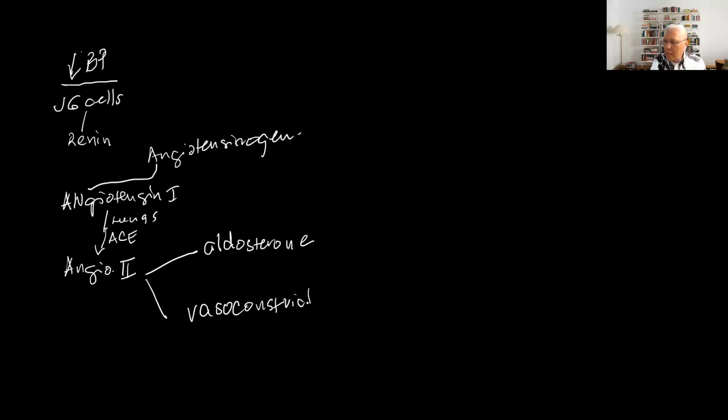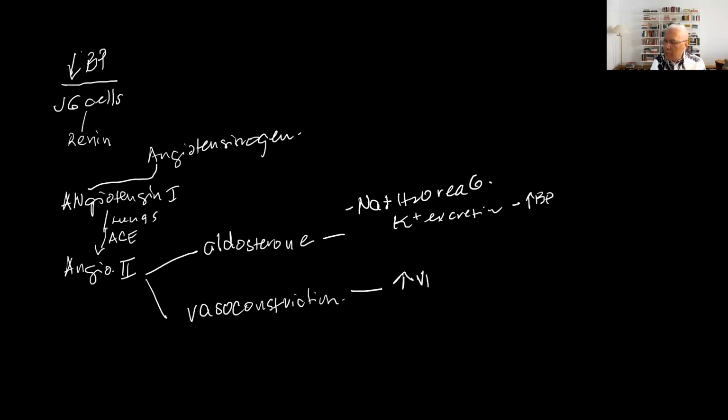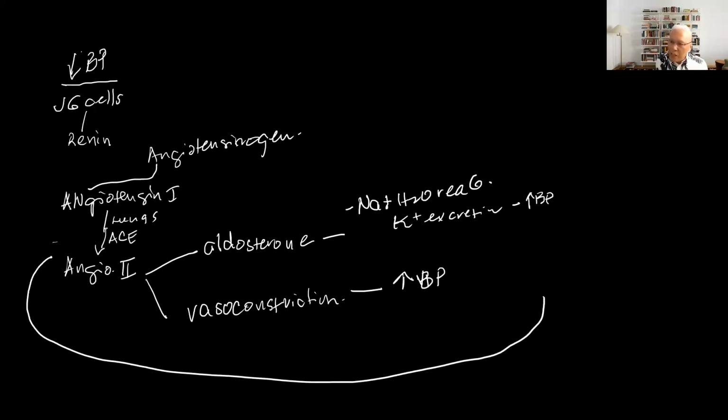So both mechanisms are going to do the following: aldosterone, sodium, and water reabsorption. And then, of course, there's going to be potassium excretion. So this will result in an increase in blood pressure. Vasoconstriction will also result in increase in blood pressure. All right. So this is now the drug that we are going to be talking about.